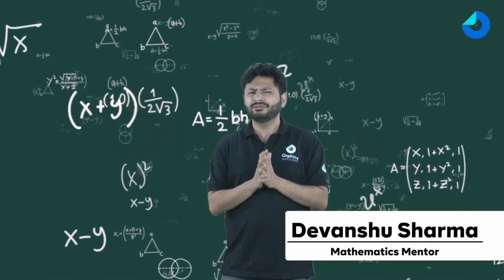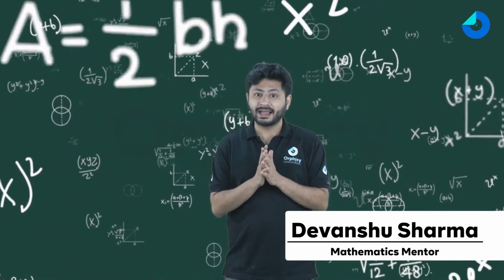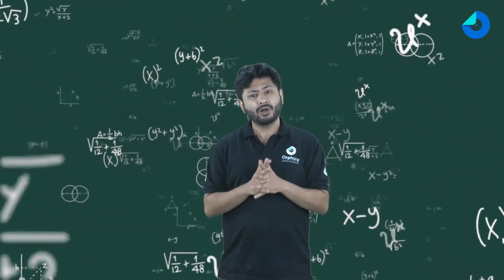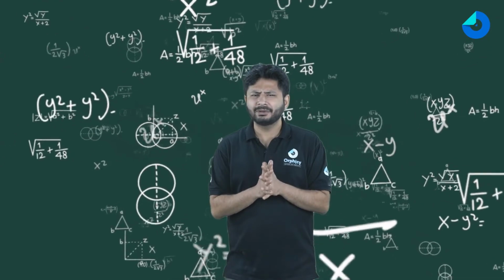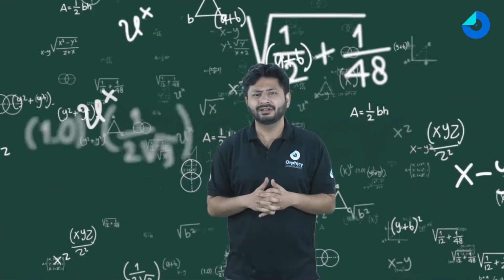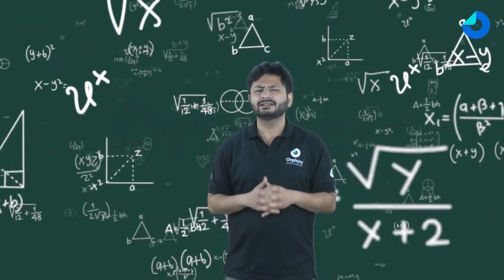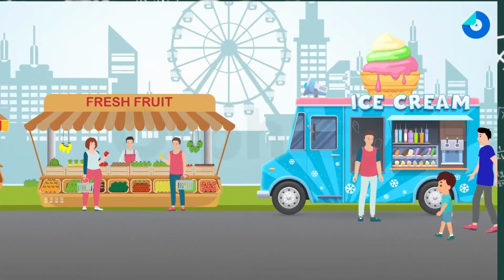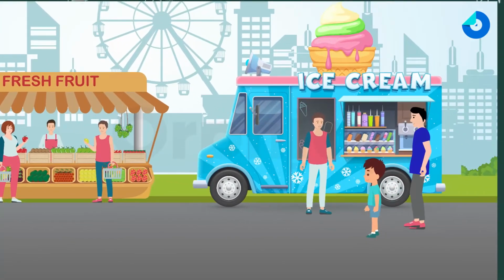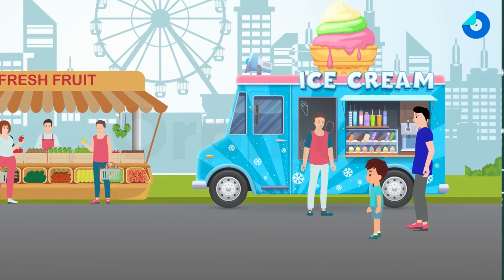In today's video, we are going to understand what are direct and indirect proportions. Although we have been using this concept very heavily in our daily life, like when we go for shopping. Let's take an example and understand this. Let's say that you go to a nearby store and you see that ice creams are also available there.